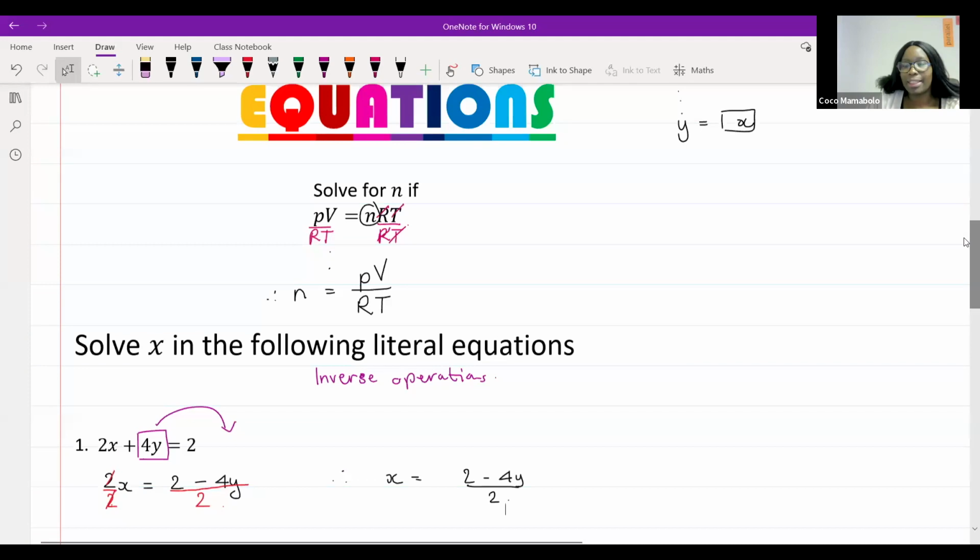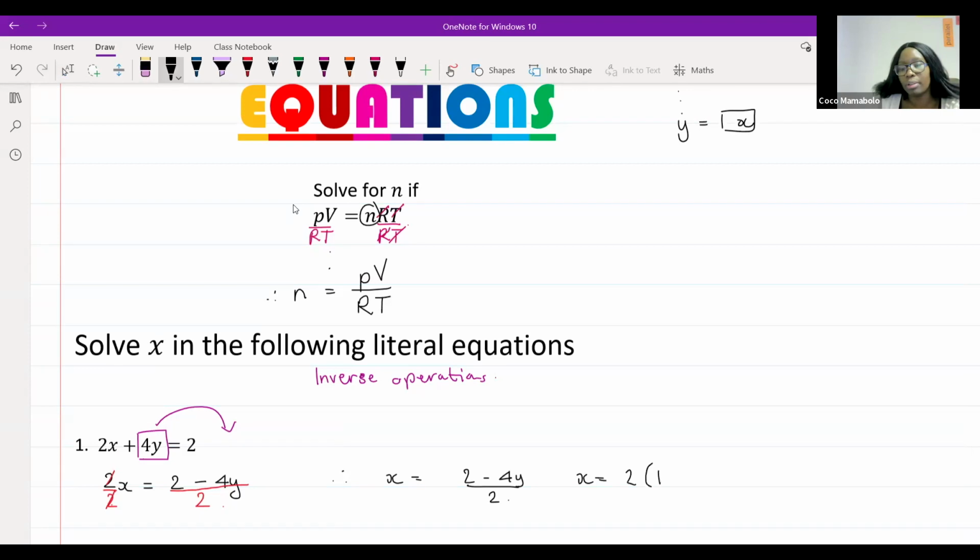Ma'am, why don't the other twos cancel each other out? Because this isn't just 2, this is 2 minus 4y. So if we wanted, what we could do is we could factor out a 2. We can take out a common factor of 2 at the top. Yes? So we'd end up with x is equal to, if I take out an HCF of 2, what do I have left?